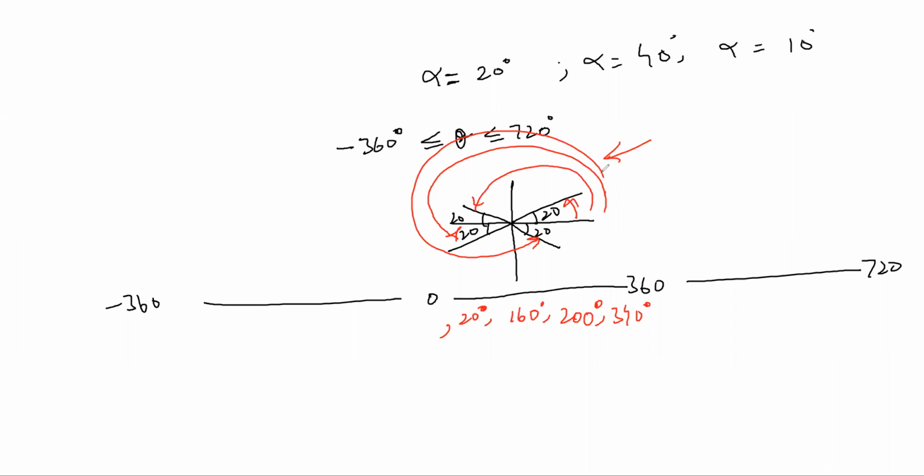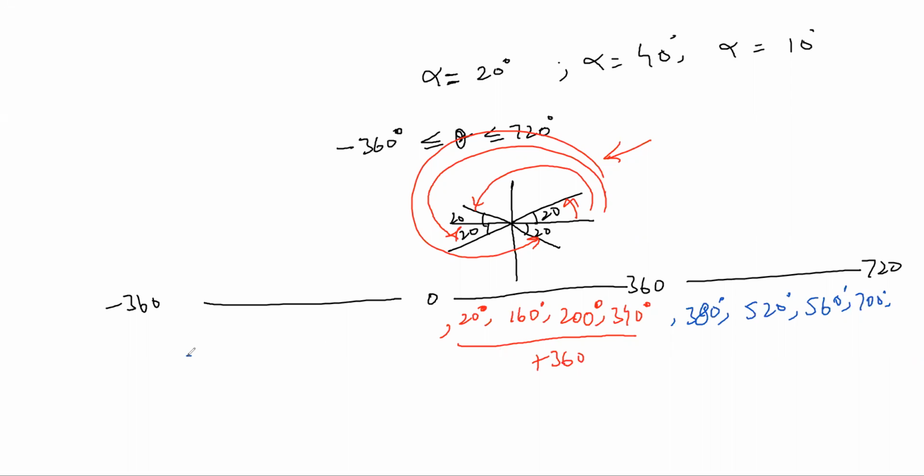The coolest way of finding the next values, rather than going into this diagram which will confuse you a lot, is to add 360 to all these values. 20 plus 360 gives 380 degrees. Then 160 plus 360 gives 520. 200 plus 360 is going to be 560. And 340 plus 360 is going to give you 700.